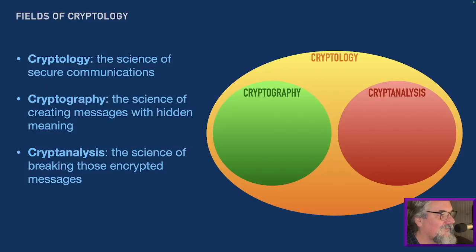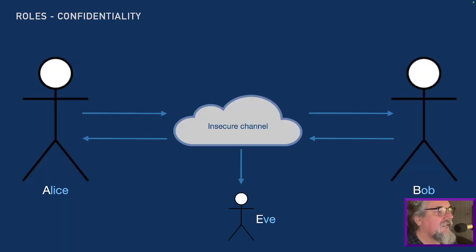Just Google it, baby. First, we can think about cryptology as an overarching field, which has subfields, cryptography and cryptanalysis. So cryptography, it's like it says, the science of creating messages with hidden meaning, and cryptanalysis, the science of breaking those encrypted messages. While doing so, instead of just calling the people communicating A and B, we call them something that's easier to remember, like Alice and Bob.